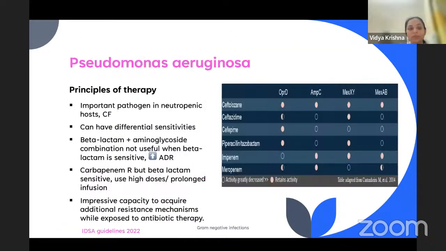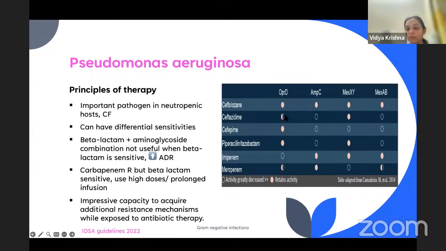Okay, Pseudomonas aeruginosa again is a very bad pathogen, especially in neutropenic patients and cystic fibrosis. Sometimes children come in with this. So they can have differential sensitivities. That is again important to know. Pseudomonas is not an enzymatic producer. Carbapenem resistance most of the times is not enzymatic. It can produce NDM, but most often it has efflux pumps, porin channels, and all those things. So it can sometimes be enzymatic.